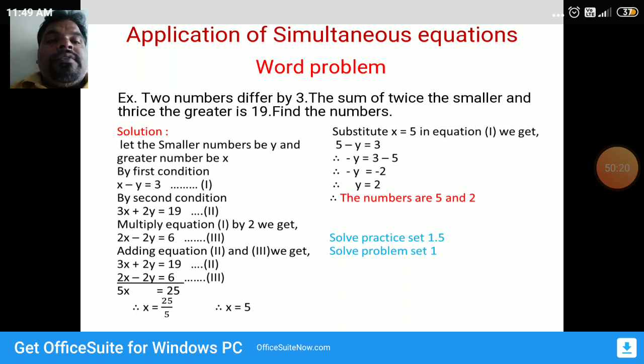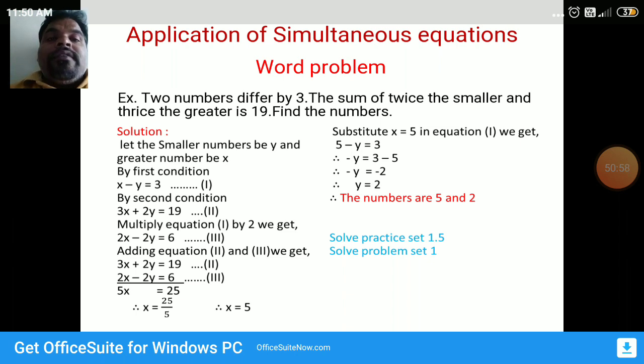Now substitute the value of x, equal to 5, in equation number 1. Then equation 1 is x minus y is equal to 3. Now put the value of x as 5. 5 minus y is equal to 3. Therefore, minus y is equal to 3 minus 5. Therefore, minus y is equal to minus 2. Therefore, y is equal to 2. Therefore, the numbers are 5 and 2.